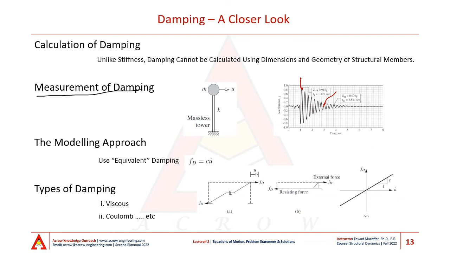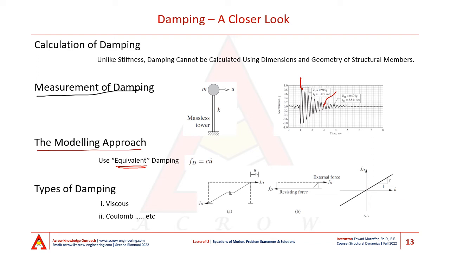So this is the modeling approach, we have already discussed it. What we tend to do is we tend to have an equivalent damping value, and that equivalent damping value is equivalent of all of the energy losses due to all of the processes that are happening in the structure during oscillation to cause energy loss.